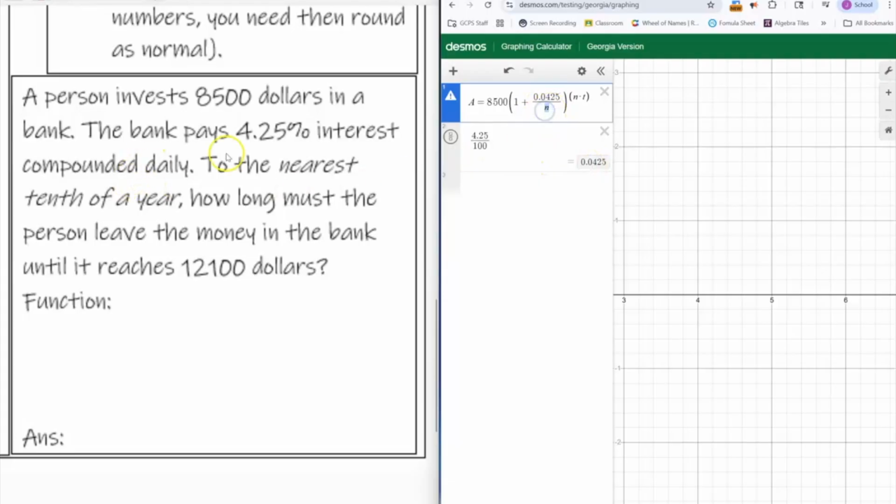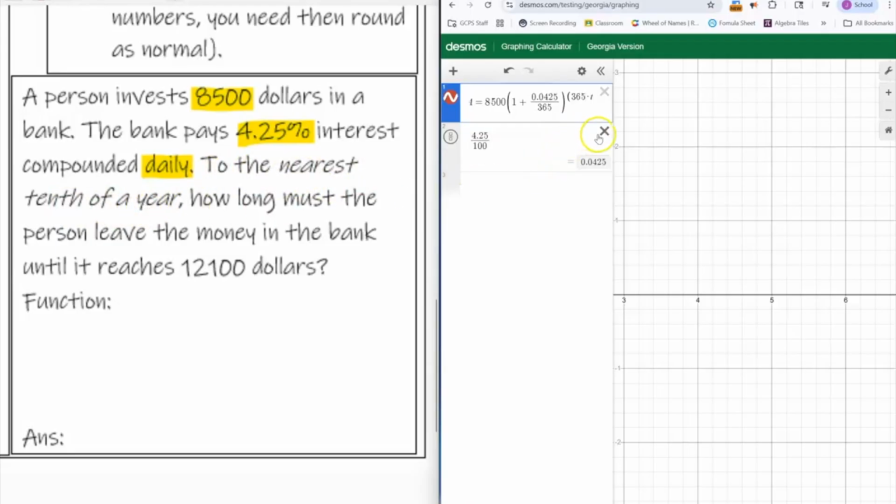N stands for the number of times it's compounded. So it's compounded what? Daily. And let me go ahead and just highlight a few things. So my investment, the rate, it's compounded daily. And how many days are there in a year? 365. So that's N at the bottom there and at the top here, 365. To the nearest tenth of a year. So this is a rounding issue.